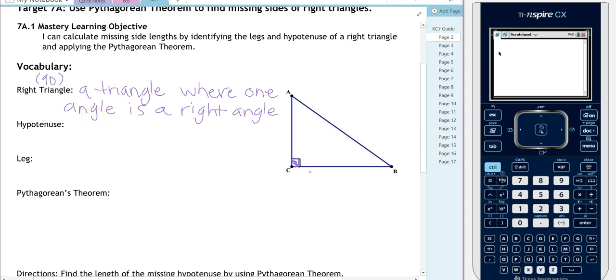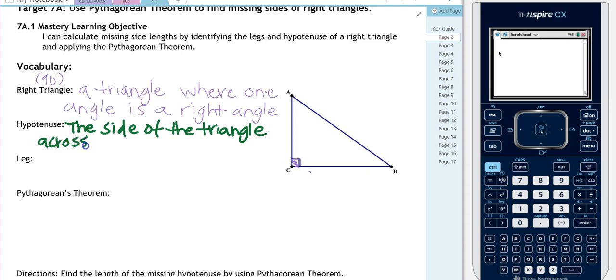Obviously we have three sides of a triangle, so the hypotenuse is the side of the triangle across from the right angle. Once you find the right angle, you draw a line to the side that's across from it, right? That means that this line segment, AB, is the hypotenuse.